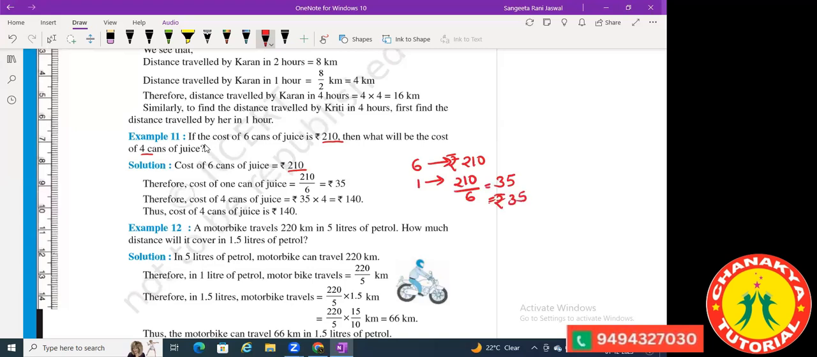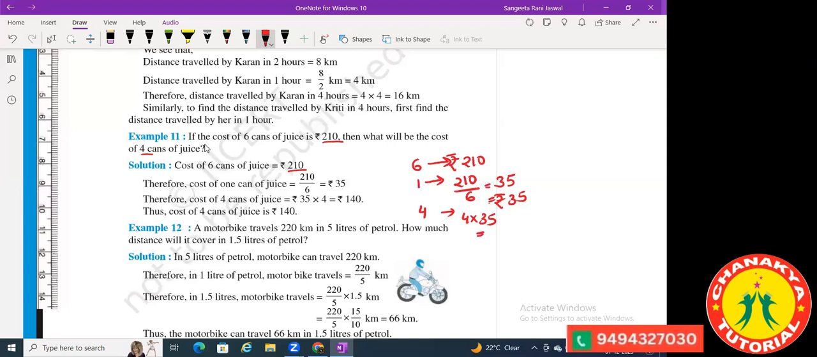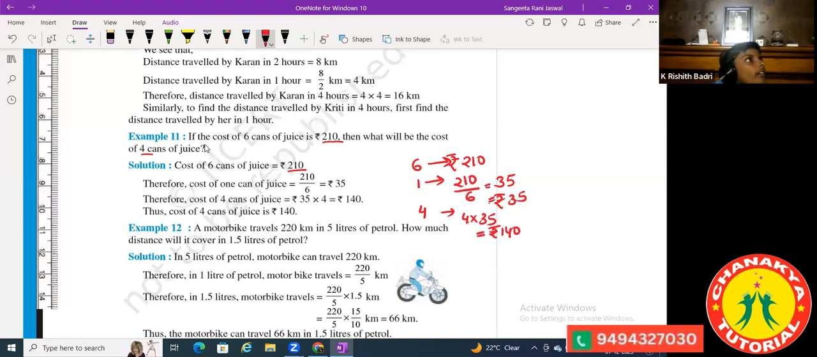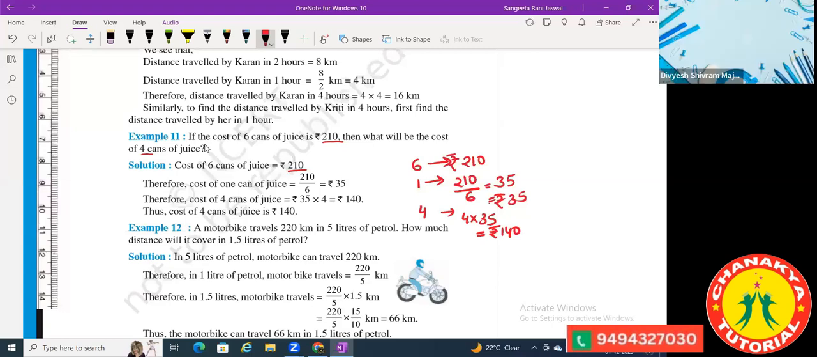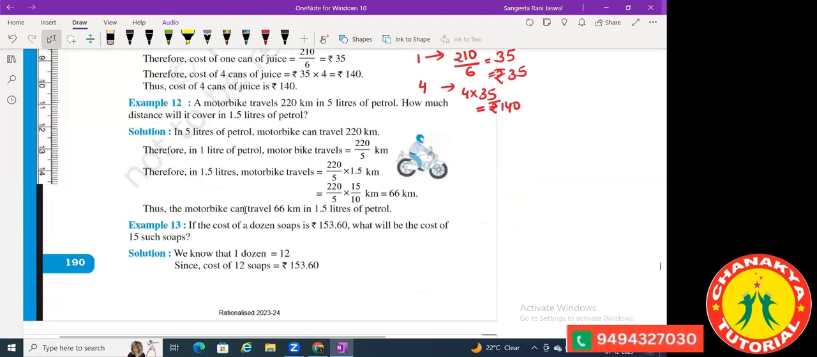And now I need to find the cost of 4 cans. So 4 cans will be 4 into 35. 4 into 35, I will get rupees 140. Okay, you understood this? Yes, ma'am. Although you have done the chapter earlier also, so this was a revision, you know that.